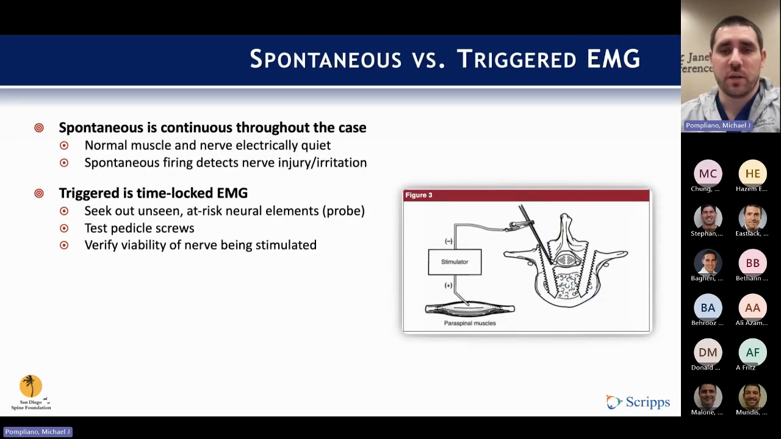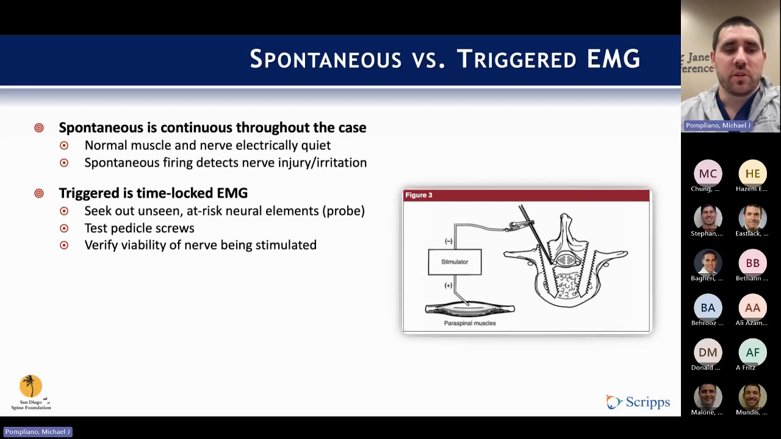Spontaneous versus triggered EMG kind of has two different approaches using the same technology, spontaneous being continuous throughout the case. This relies on the fact that normal muscle is electrically quiet from a neurologic perspective. And then spontaneous firing can detect nerve injury or irritation, typically shorter bursts being irritation, and then larger, more sustained firing being injury. So this can show, if you're doing an ACDF and retracting a little too much or irritating the nerve as it exits the foramen, this can hit and cause an alert where they'll mention it intraoperatively and hopefully prevent injury, though that hasn't really been shown.